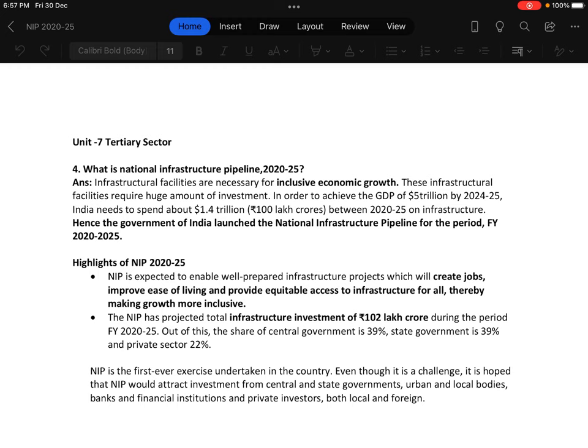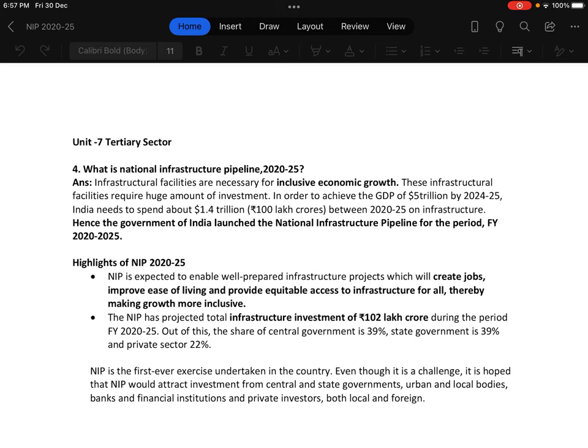So how much does the government have to invest? India needs to spend about $1.4 trillion, which is roughly 100 lakh crores, between 2020 and 25. That means for the next 5 years the government should invest an amount equal to 100 lakh crores on infrastructure. This program launched by the government is known as the National Infrastructure Pipeline for the financial year 2020 to 2025. Now, what are the highlights of the National Infrastructure Pipeline 2020-25?